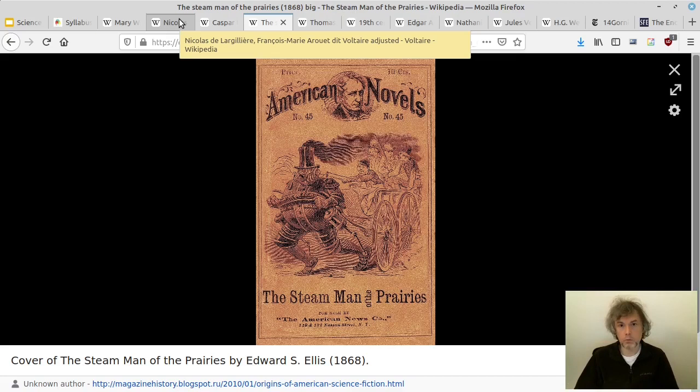An early example of these dime novels is Edward S. Ellis's, no relation, The Steam Man of the Prairies from 1868. And here's the cover of the first installment of this in the publication American Novels. This story is also called an Edisonade, E-D-I-S-O-N-A-D-E.